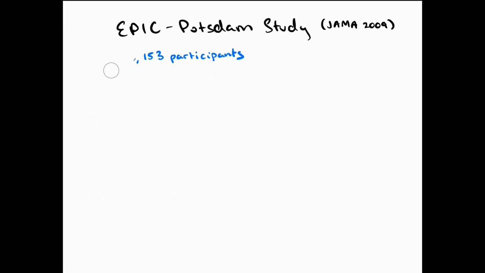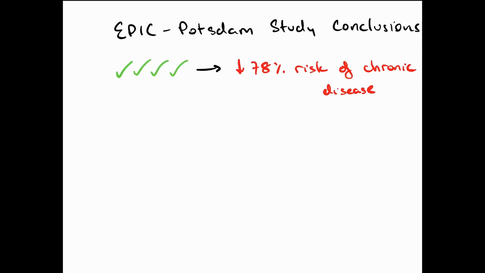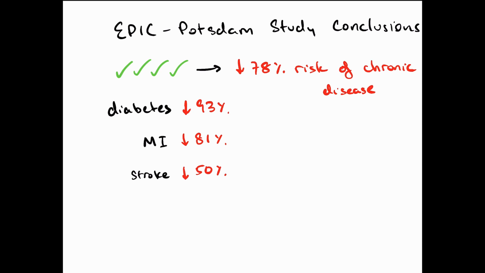So what were the conclusions from the study? The participants who followed all 4 healthy lifestyle considerations had a 78% lower risk of chronic disease. Divided up by disease, they saw that for diabetes, it was a 93% reduction. For myocardial infarction, 81%, for stroke, 50%, and for cancer, 36%.